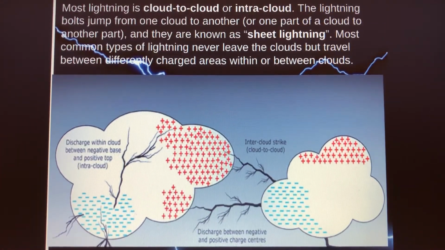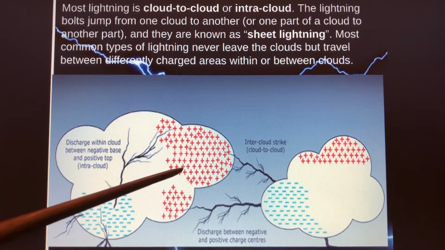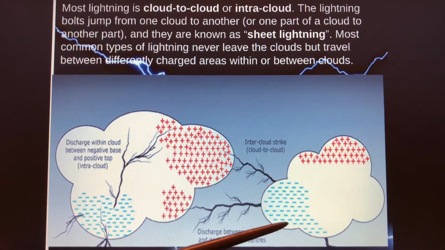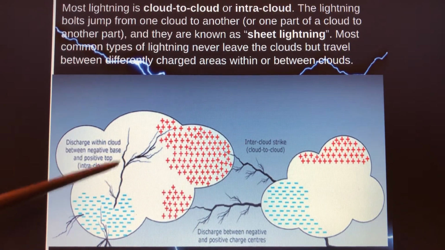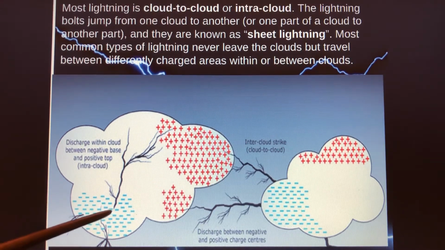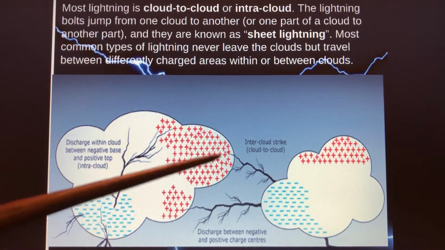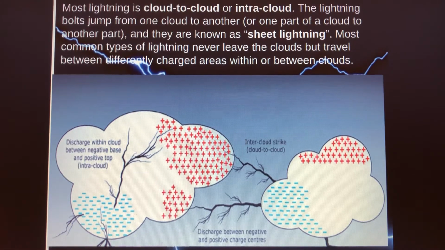Now, most lightning is going to jump from cloud to cloud or intra-cloud, which means inside of a cloud itself. So the lightning bolts are going to jump from the positive part of one cloud to the negative part of another, because they want to be in balance, or from the positive part of a cloud to a negative part within itself. And when they cancel each other out, that's when you're going to see the flash of lightning.